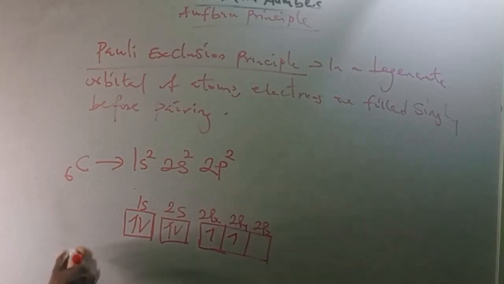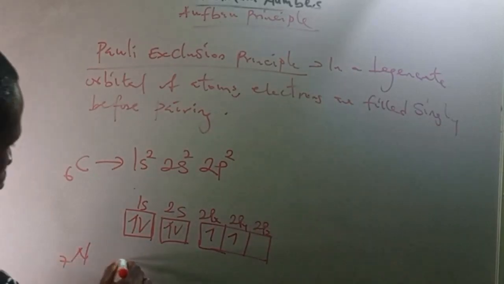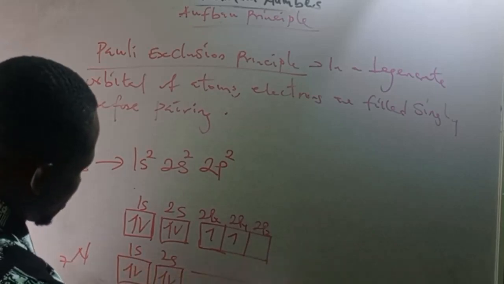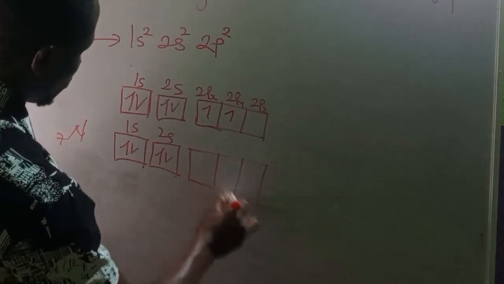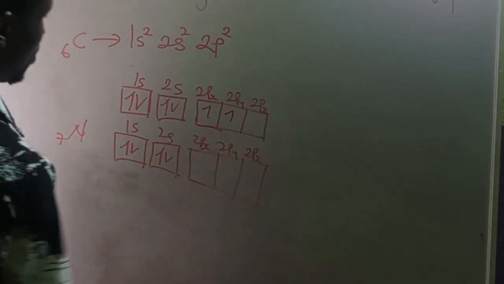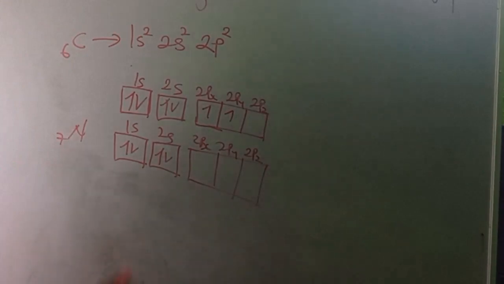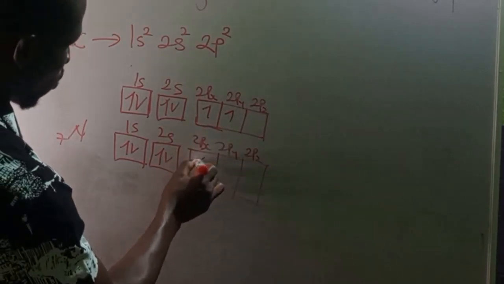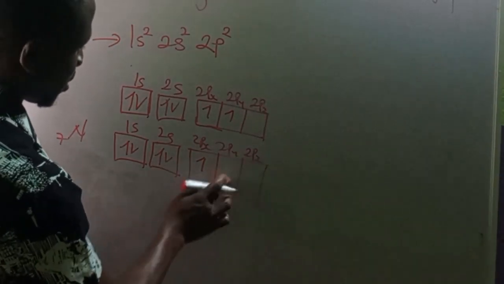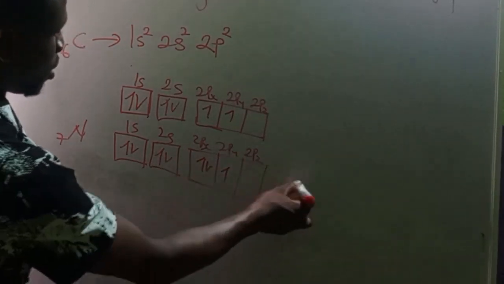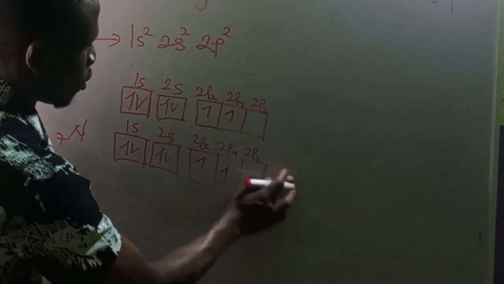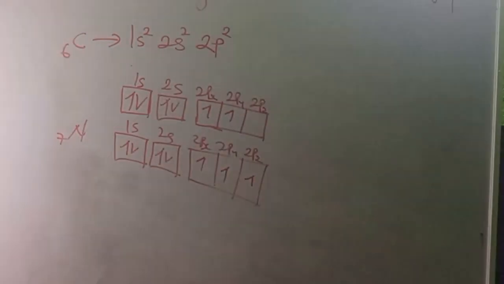Next one is nitrogen. If nitrogen should enter, it becomes 1s, 2 will fill up, 2s, 2 filled up first. Then you go to 2p. You have the degenerate orbitals of 2px, 2py, 2pz. So in this condition, it still fills singly 1, 1, 1. You cannot say the 3, 2 will be here, 1 will be here. It's wrong. They will first fill singly before pairing. That is Hund's rule.